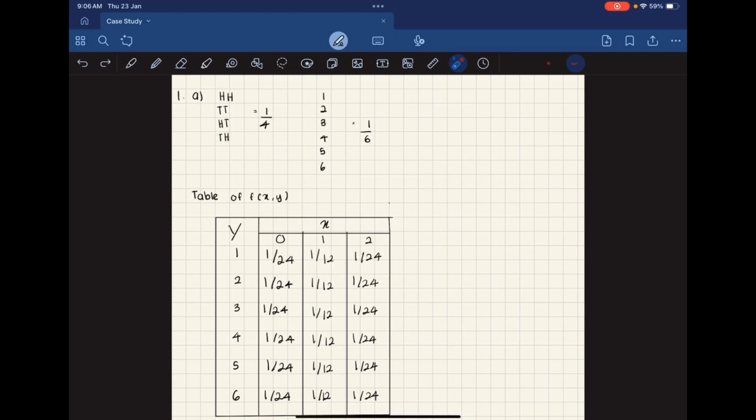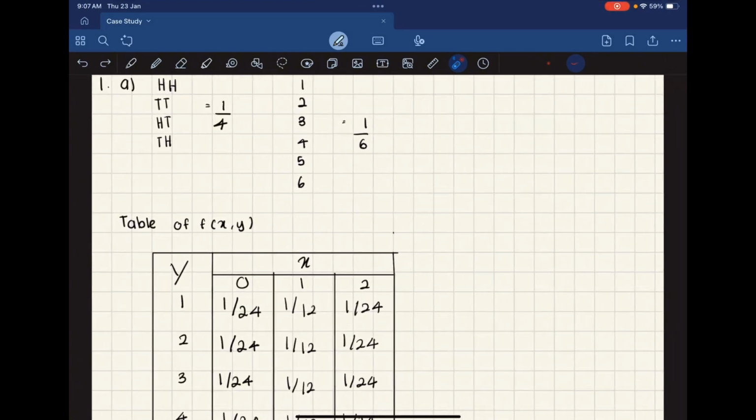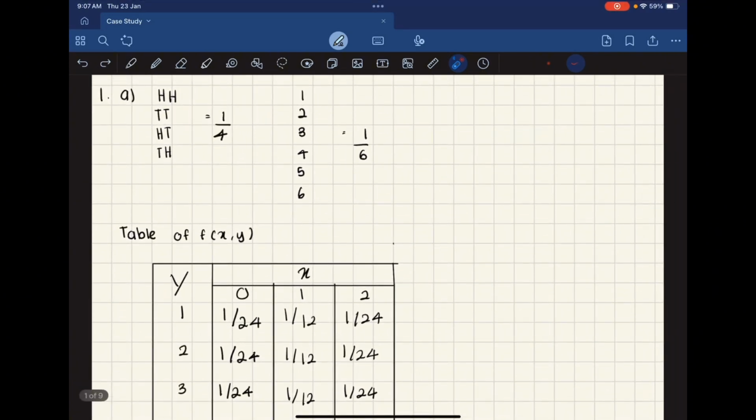Today I will explain question 1, which is to consider an experiment of tossing two coins and rolling a die simultaneously. Let X denote the total number of heads and Y the number that comes up on the die. First we need to know the probability of getting head or tail, which is head-tail, head-tail, and tail-head. Each of these equals 1 over 4, and for the die each side equals 1 over 6.